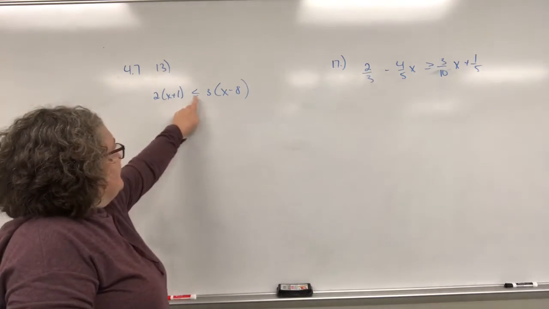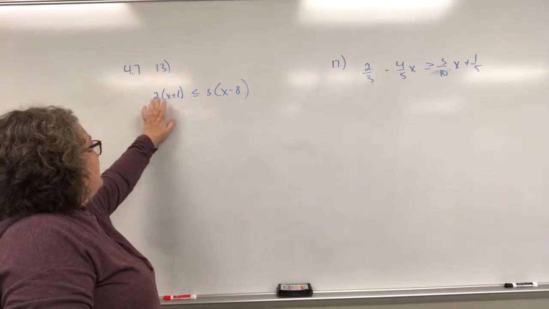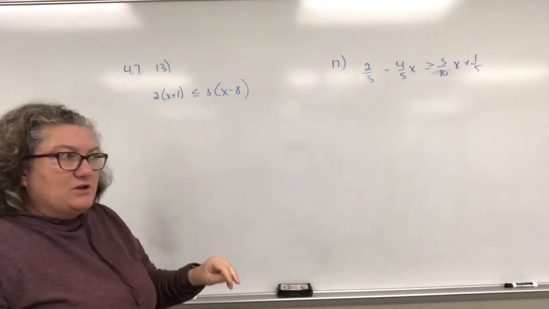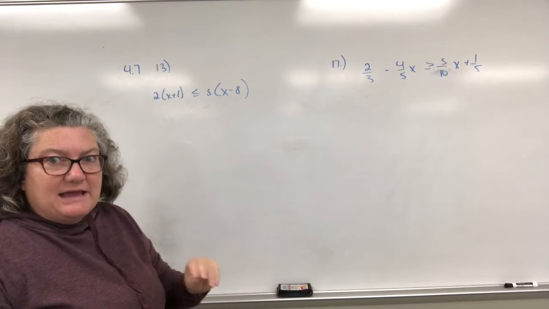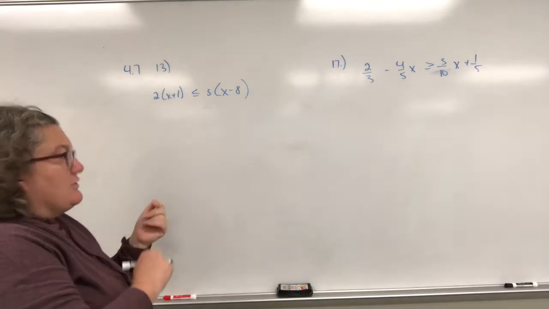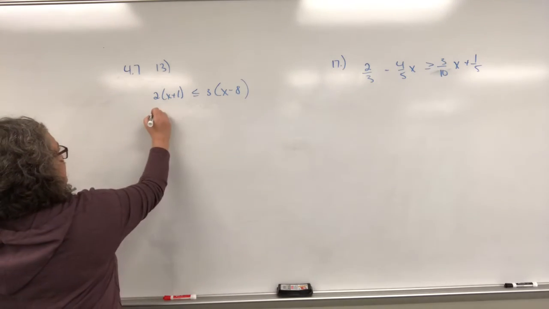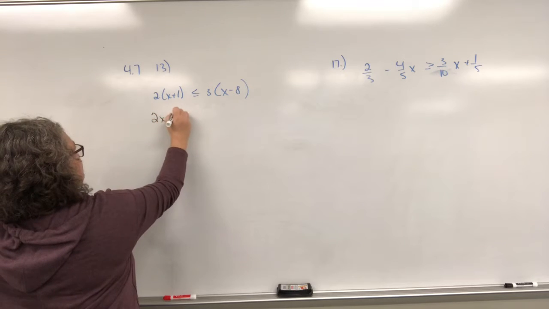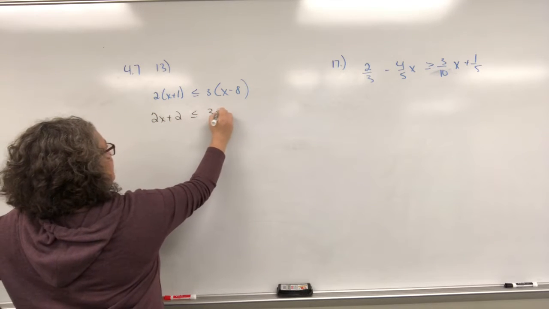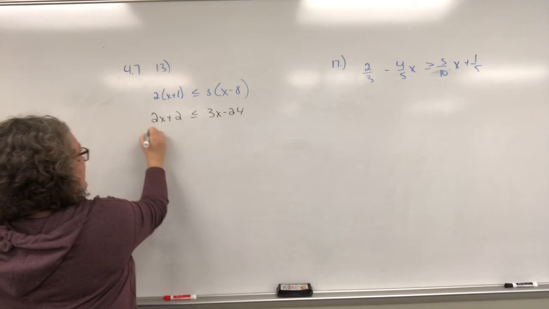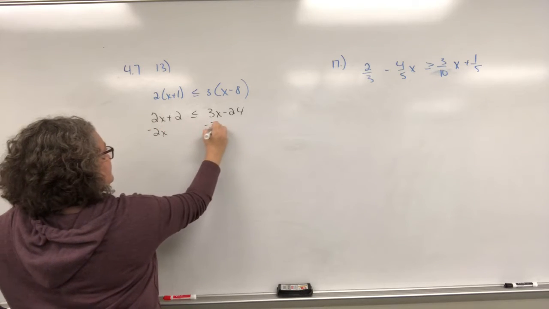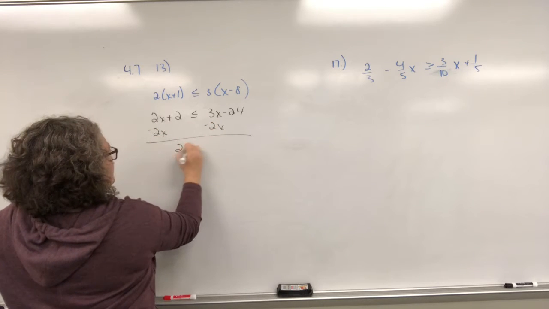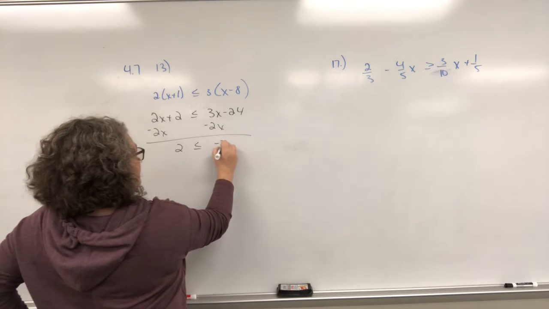Here we have an inequality, and I'm going to treat it just the same as an equation unless I'm multiplying or dividing by a negative number. Then we have to flip the direction. So the first thing I need to do is clear these parentheses. So we have 2x plus 2 less than or equal to 3x minus 24. I'm going to subtract 2x from both sides.